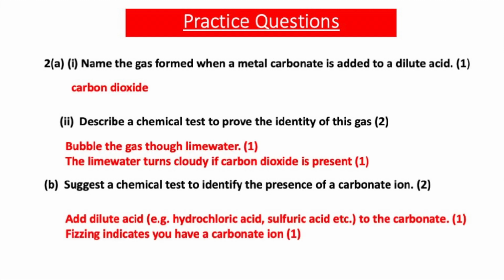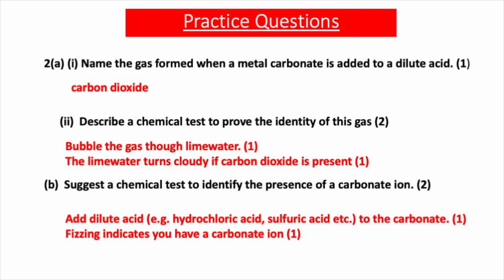So question 2a is asking you to name the gas formed when a metal carbonate is added to a dilute acid. Well, because it's a carbonate, the gas formed will be carbon dioxide, 1 mark for that. And then it's asking you to describe a chemical test to prove the identity of this gas. Well, there's 2 marks for this, so you would bubble the gas through lime water, 1 mark if you said that, and the lime water turns cloudy if carbon dioxide is present, 1 mark for that.